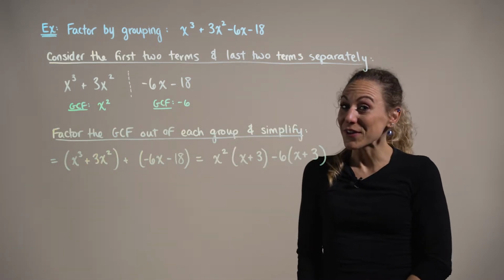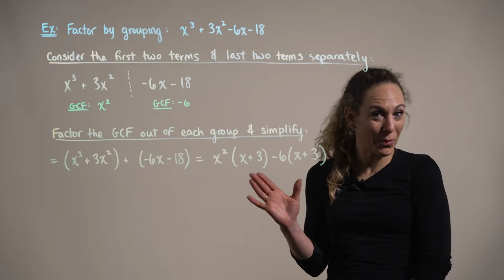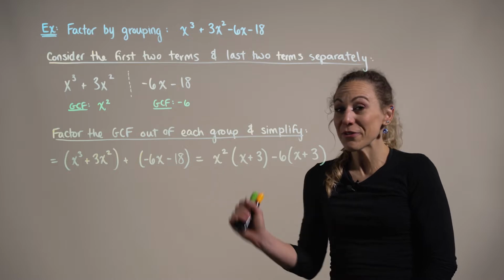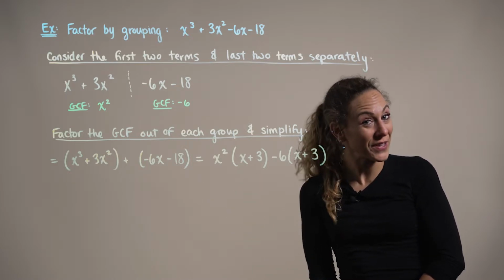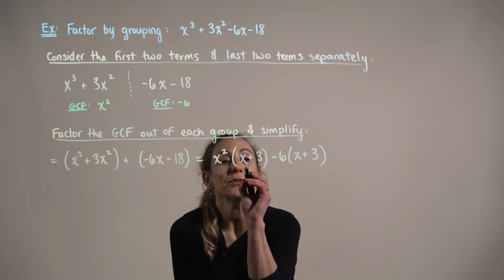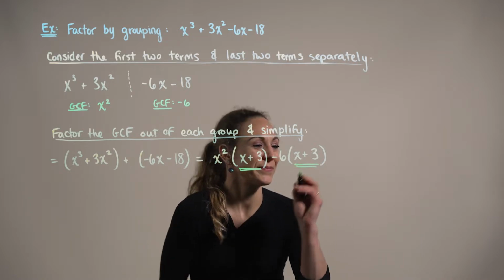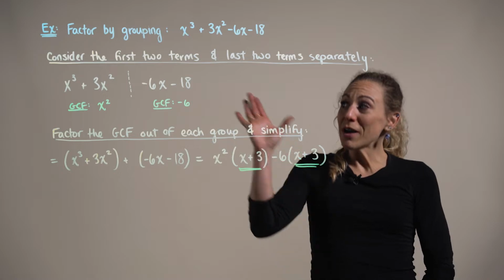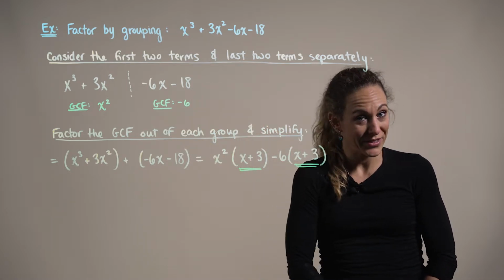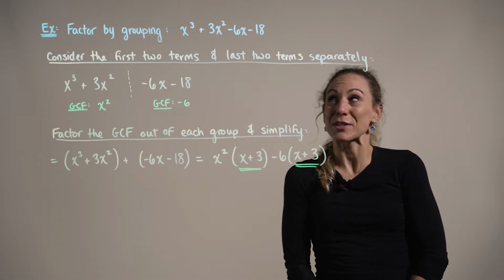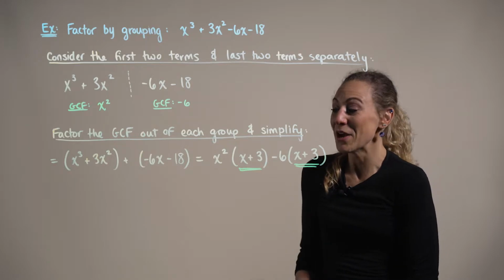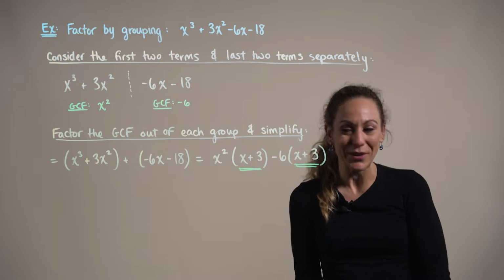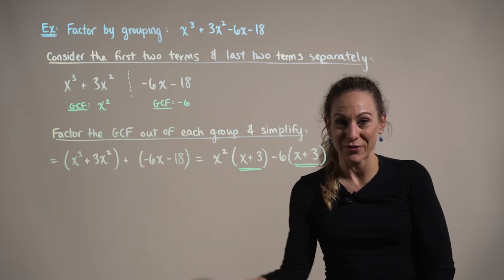I want to pause for a cause here because this is a great checkpoint for the factoring by grouping technique. Once you have factored that greatest common factor out of each group, you should be able to see a matching binomial. If you don't see this matching binomial, that means that we should probably go back and check for algebra errors, or perhaps this expression couldn't be factored. But since we do have a matching binomial here, we can take this further by factoring this greatest common factor out.